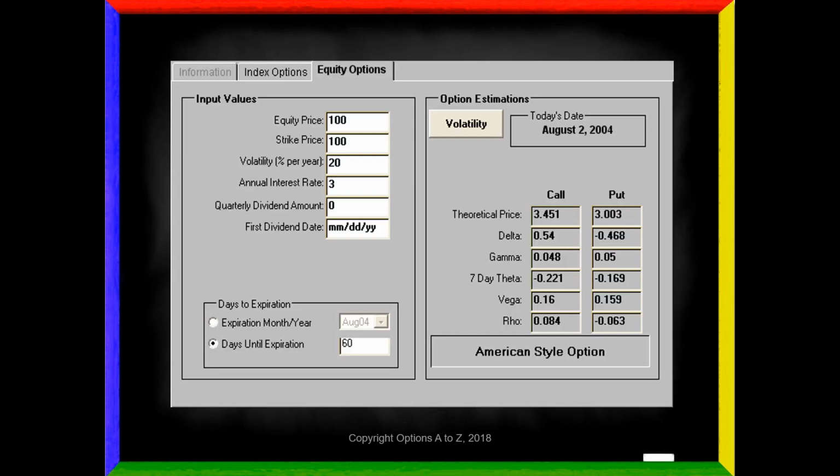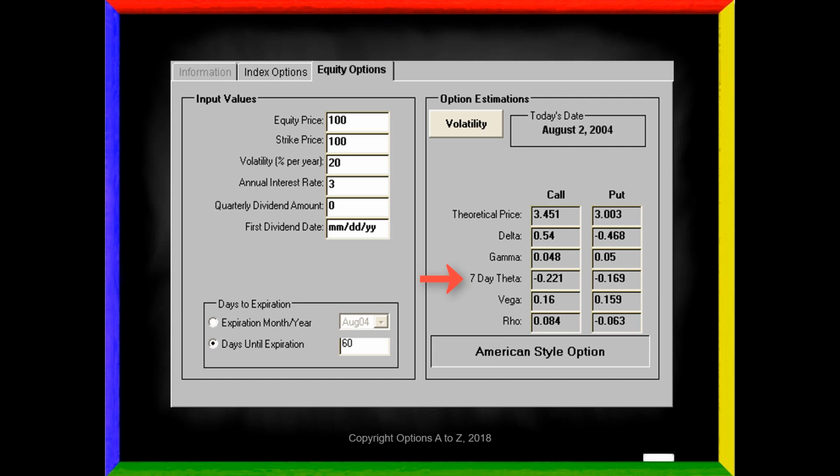By now you know where all these Greeks are coming from. They are outputs from a pricing model. Here's a screenshot of the one I've been using from the CBOE, Chicago Board Options Exchange, and right down here is Theta. The CBOE chose to use a 7-day Theta, and some platforms will do that, which is close enough to a 1-day Theta multiplied by 7.